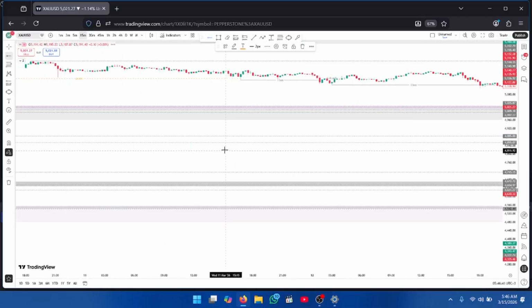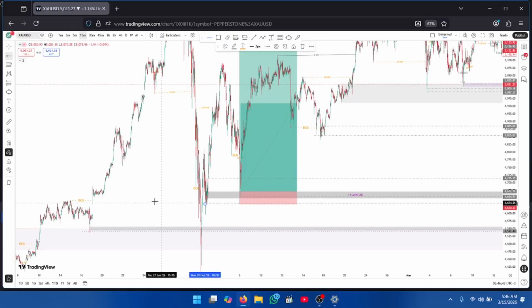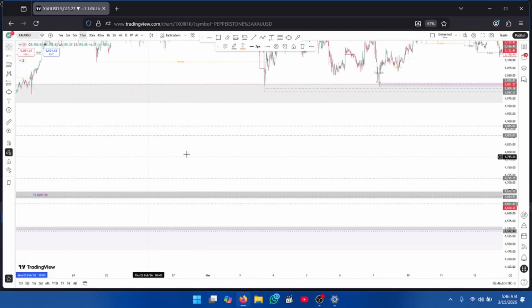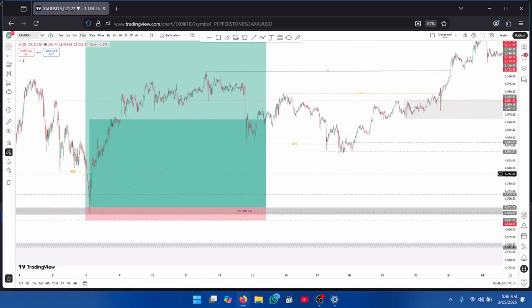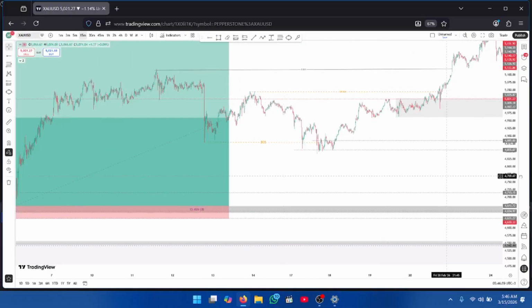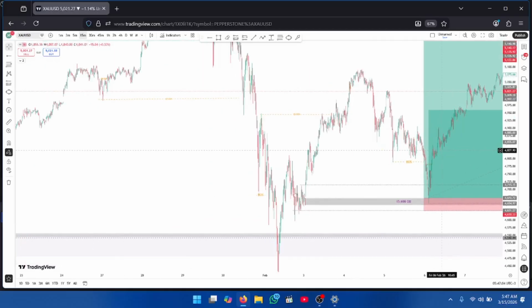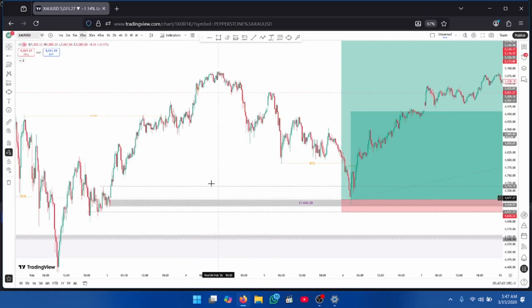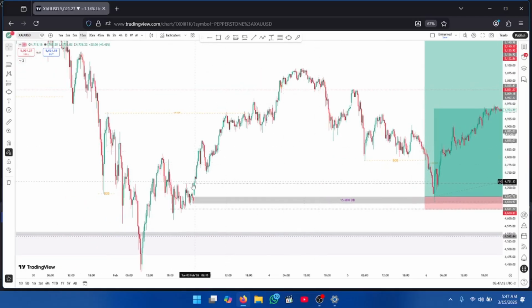If you get to the 15 minutes chart, you can now see that this is the zone that we are actually talking about. This is our zone here. This is our very zone that we are talking about. Don't forget that this was this zone. This is the entire zone, the 4-hour zone.